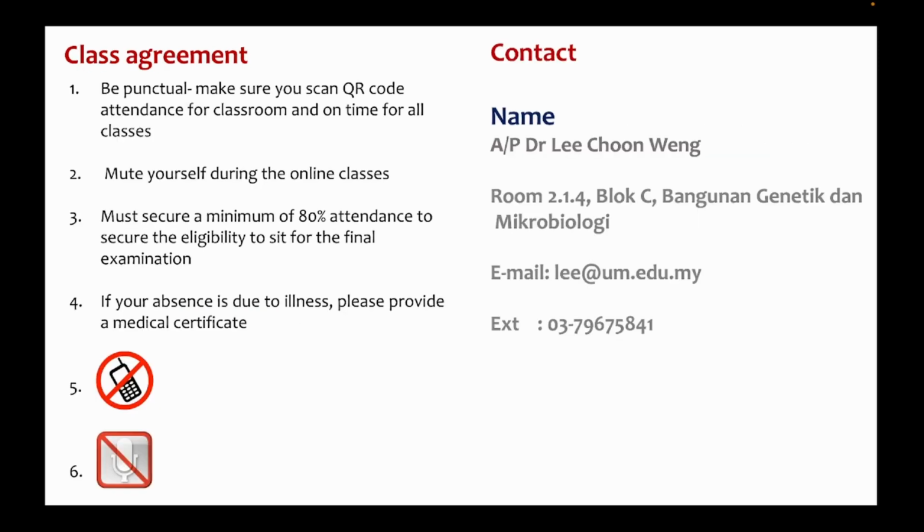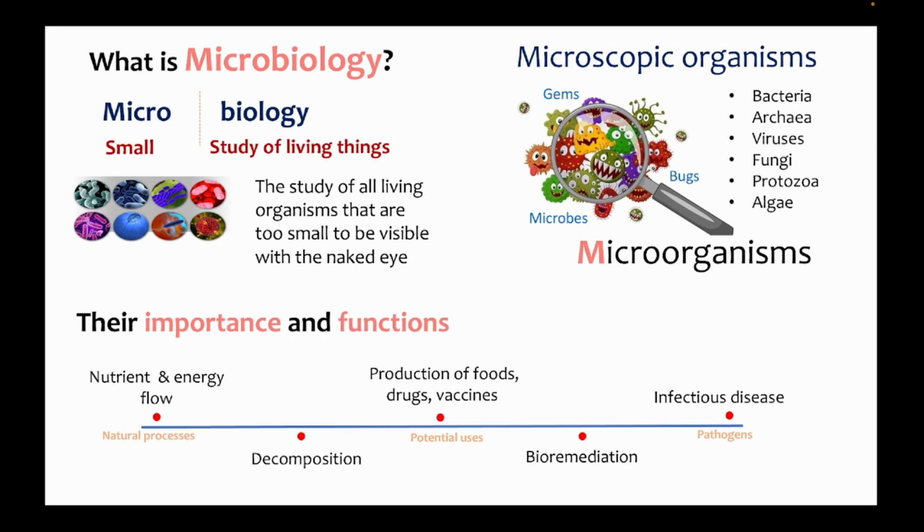So what is microbiology? It is the study of small living things, usually too small to be visible to the naked eye. The microscopic organisms can include bacteria, archaea, which is also considered a prokaryote, then we have viruses, fungi, protozoa, and algae. Microbiology is an important science. It's the small microbes that are extremely important in the Earth's ecosystem, in the Earth's functioning.